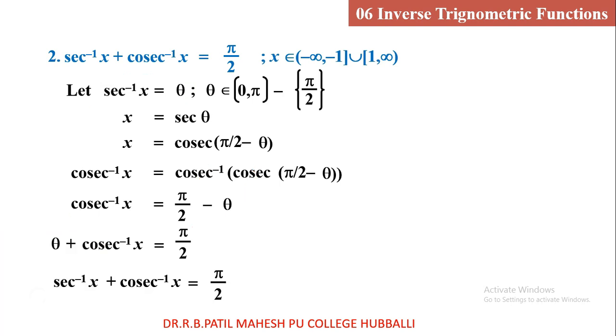Otherwise you can follow the previous method that I have discussed in property 1 of sin inverse x plus cos inverse x equal to pi by 2. Like that also you can solve here. Hence we proved this theorem. Let us see the next, the third one.